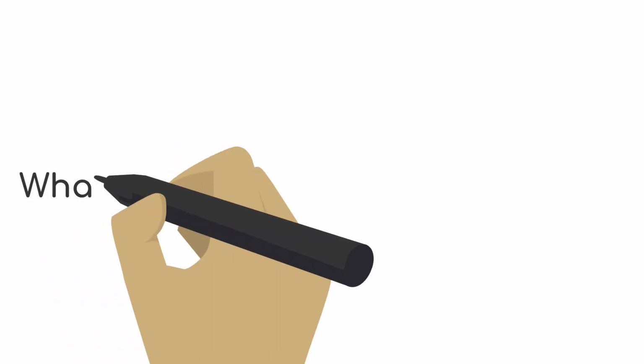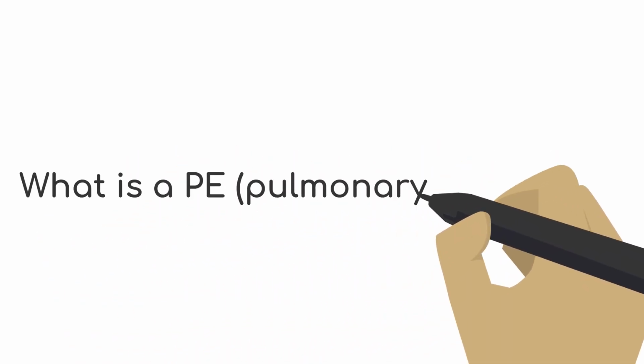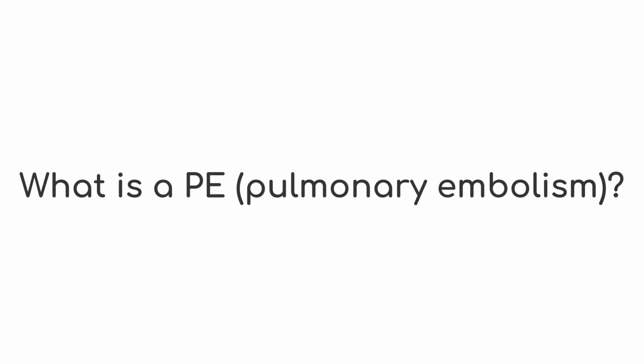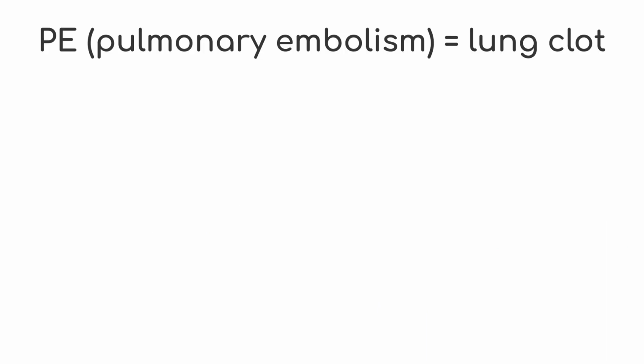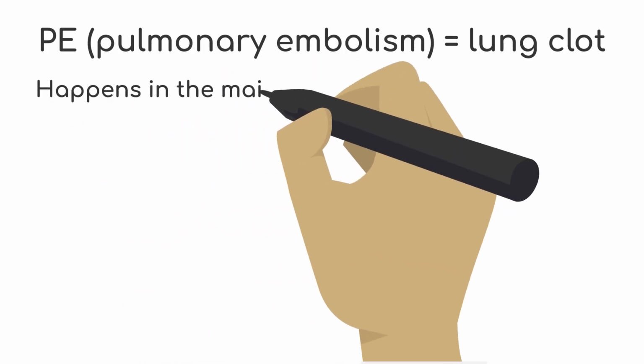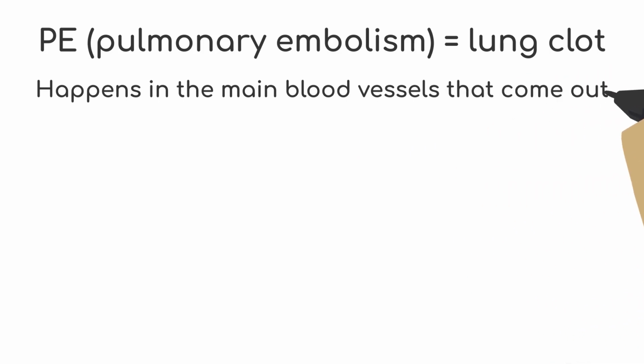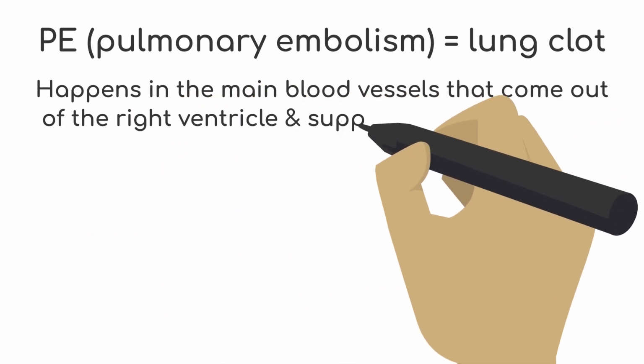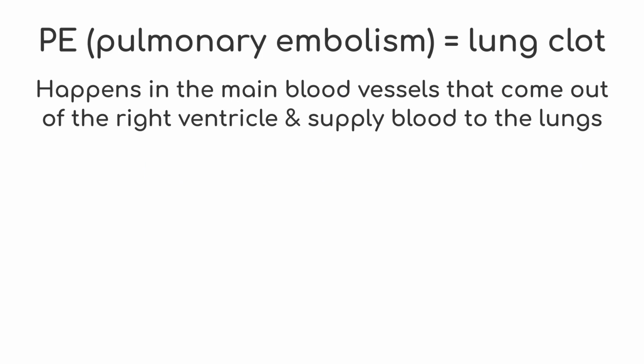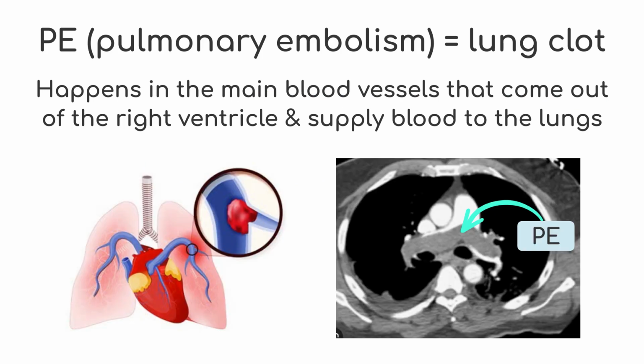Good day. Let's talk about PE, or pulmonary embolism. This is a lung clot that happens in the main blood vessels that come out of the right lower chamber, or the right ventricle, and supply blood to the lungs. In this image to the right, you can see a CAT scan with the dark area which represents the clot and does not fill with the white contrast.